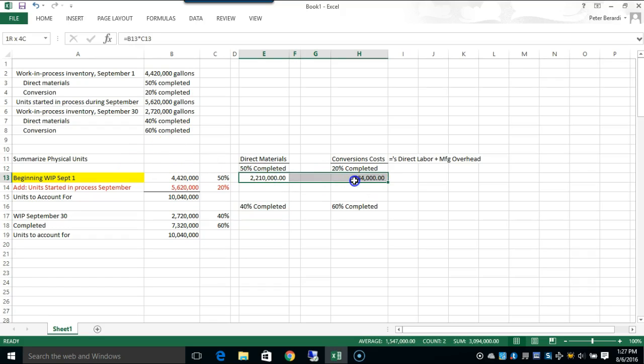So what we're doing here and here is converting these gallons into equivalent units. So the equivalent unit of our direct materials for ending WIP inventory is 40%. Our ending WIP inventory of 2,720,000 gallons on the conversion cost for direct labor and manufacturing overhead, the equivalent unit, it's considered to be 60% complete. So 60% of the gallons are completed with direct labor and manufacturing overhead.